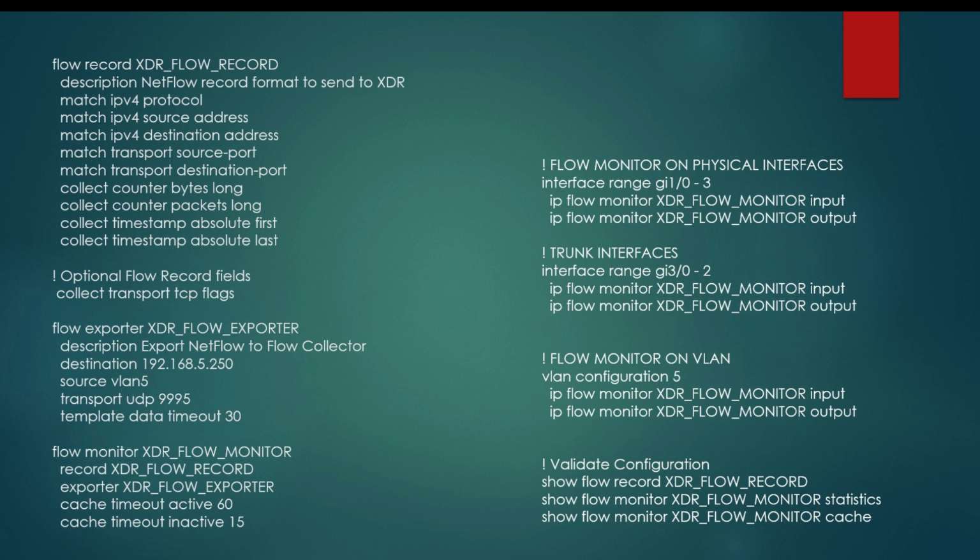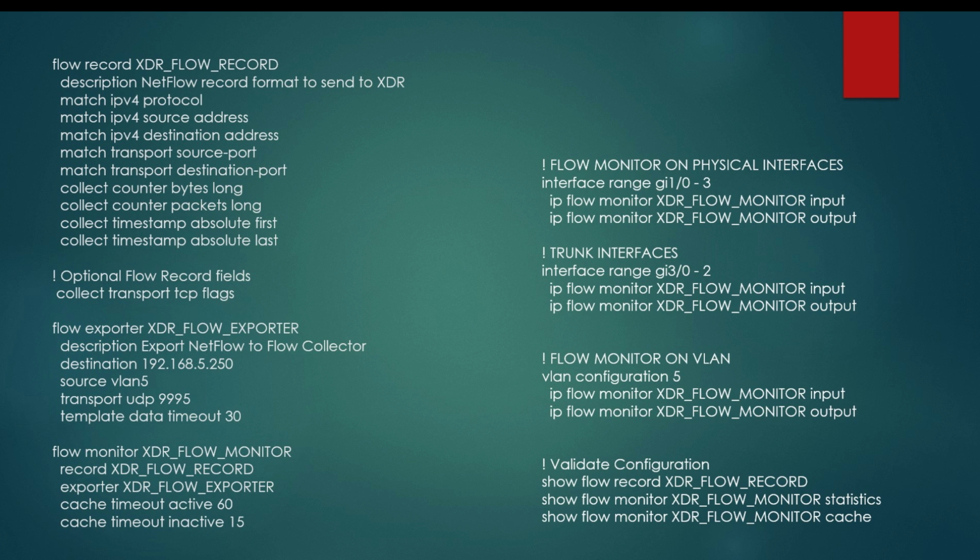And then the flow monitor command actually takes the record and the exporter, combines them together, and that is going to be a reference that we put on the interfaces we're going to be collecting flow on. And you can see 2 other settings, cache timeout active and cache timeout inactive. I'll talk about those in a minute too.